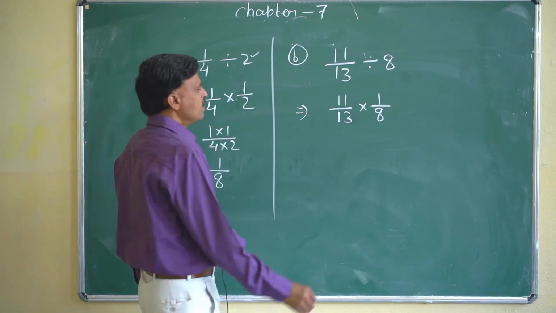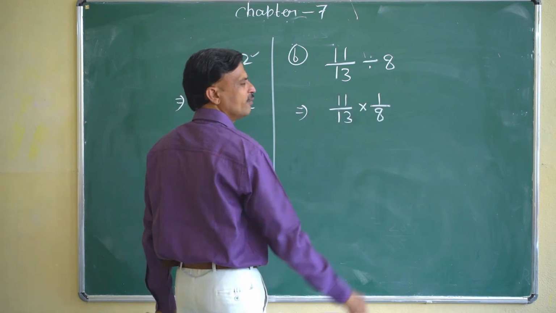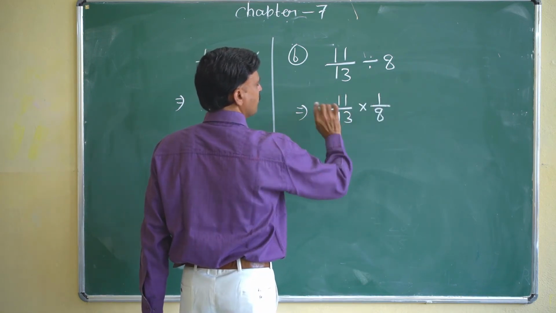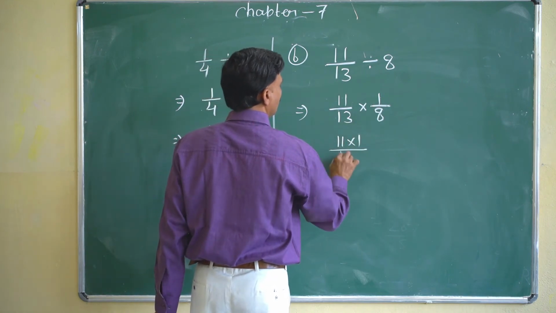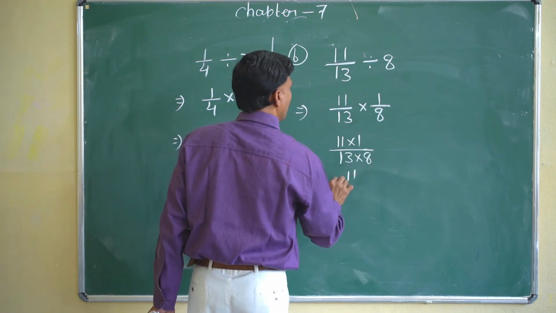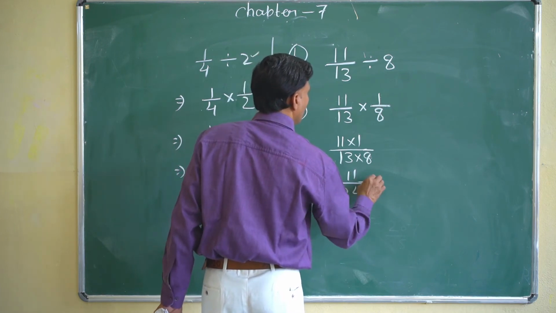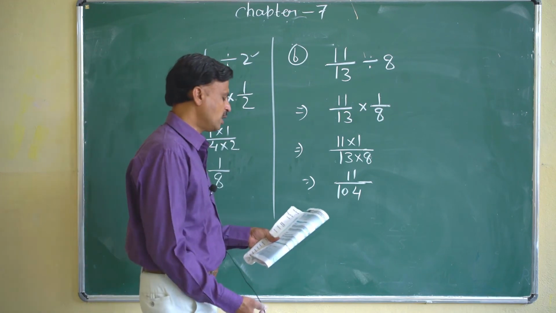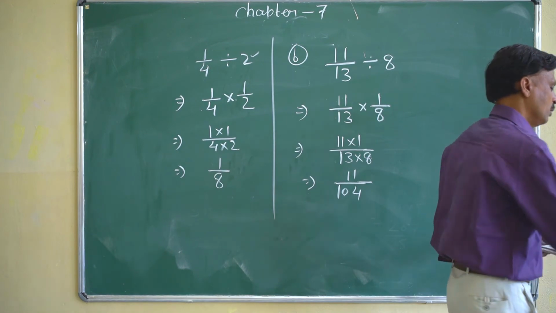So it will be 11 upon 13 multiplied by 1 upon 8. Now we'll see if there is any cancellation, any common factor. Here 11, 13, 1, 8 are not cancelled by any common number. So it will be 11 into 1 and 13 into 8, which is 11 upon 104. So this is the answer. Got it? In this manner we can solve as many questions as we want, right? So, another one.